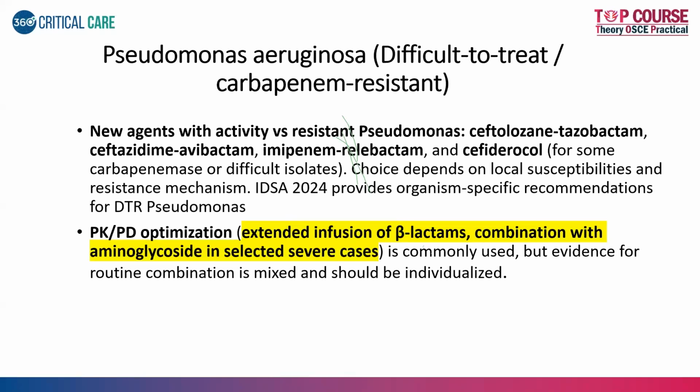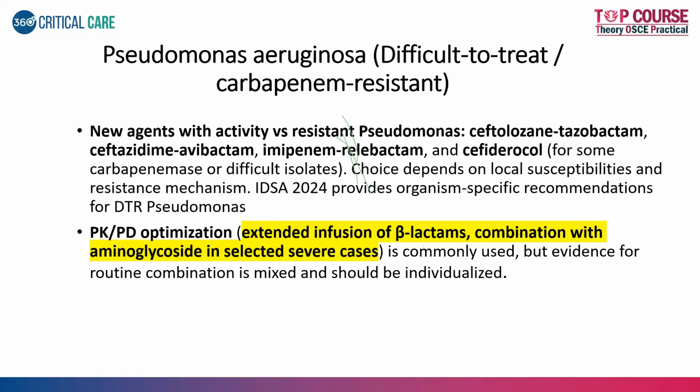Coming to the penultimate one, that is Pseudomonas aeruginosa, difficult to treat, or carbapenem resistant Pseudomonas aeruginosa. Newer agents with activity against resistant Pseudomonas that they are using right now are ceftolozane-tazobactam, ceftazidime-avibactam, imipenem-relebactam, or cefiderocol. The only thing IDSA says is that whenever we are choosing these drugs, especially the beta-lactam, beta-lactamase inhibitor combinations, try to use them as an extended infusion.